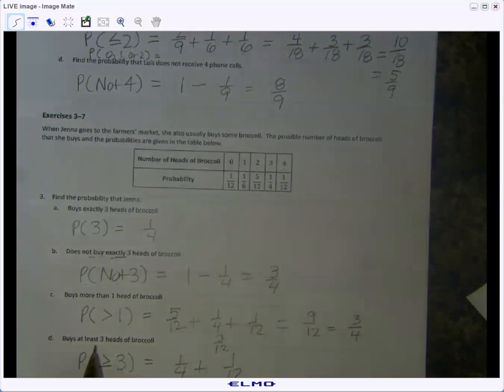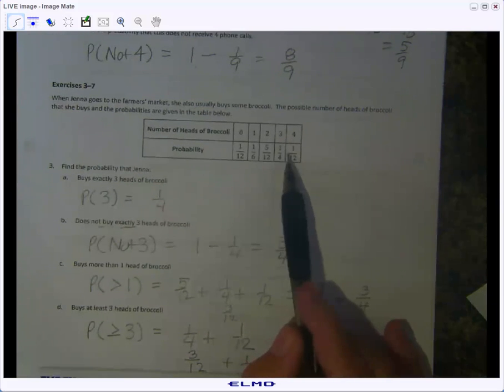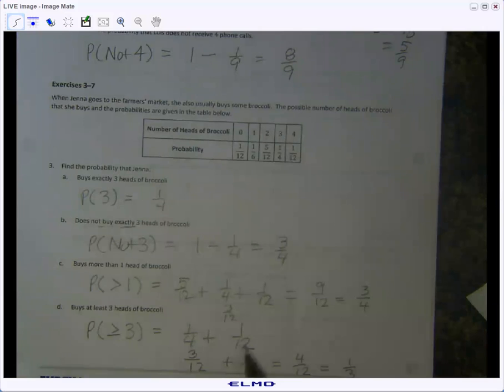1/4 is 3/12. So this adds up to 4/12, which reduces down to 1/3. That's the probability of at least 3 heads of broccoli. At least 3 would mean 3 or 4. So I add those probabilities and get 1/3.